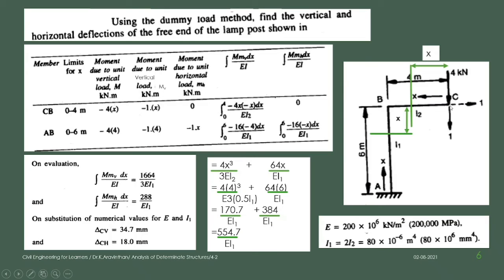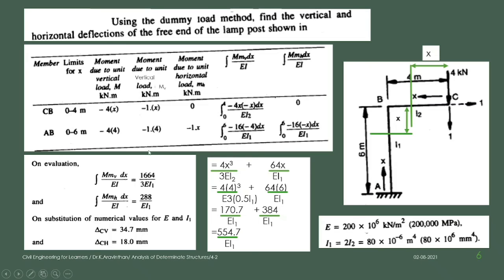Now let us apply a unit horizontal load, 1 kilonewton, and find the bending moment. If you find the bending moment at the section B and C, if you consider the unit load which is along the plane, you will not have any bending moment between B and C when you apply a horizontal load. Hence it is 0 between C and B, and at the section A and B you will have 1 into the distance x. I am applying 1 into x here. Why is it written negative? In the sense that all are hogging moments.